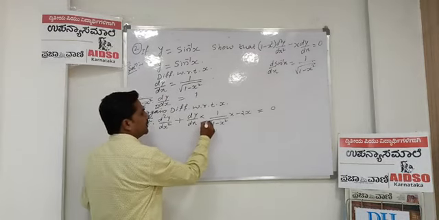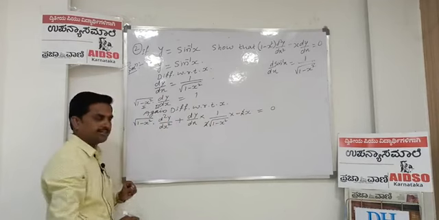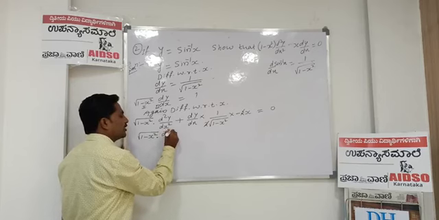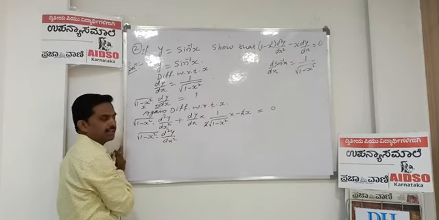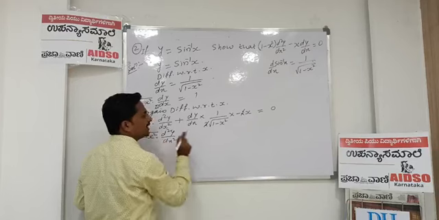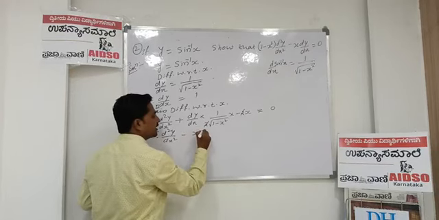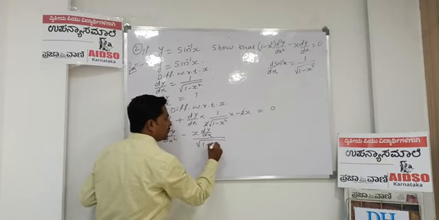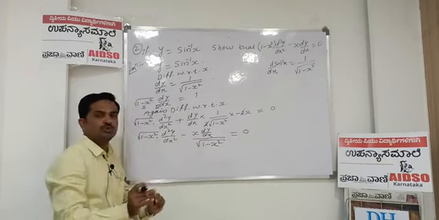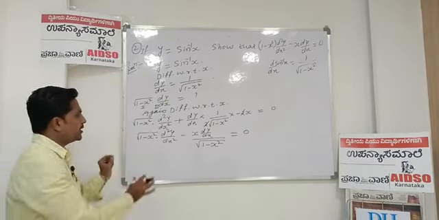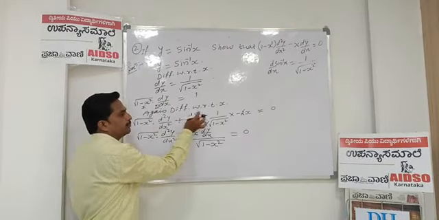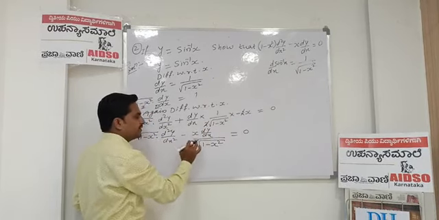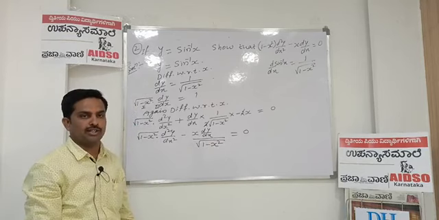Then further this will be 2, and the 2 will get cancelled. In the next step it becomes square root of 1 minus x square into d square y by dx square. Then multiply the sign, plus minus minus x into dy by dx, it will be equal to x dy by dx divided by square root of 1 minus x square is equal to 0. So what we have done in this step, this will be kept as it is, then plus minus minus x into 1 x dy by dx as it is, whole divided by square root of 1 minus x square.